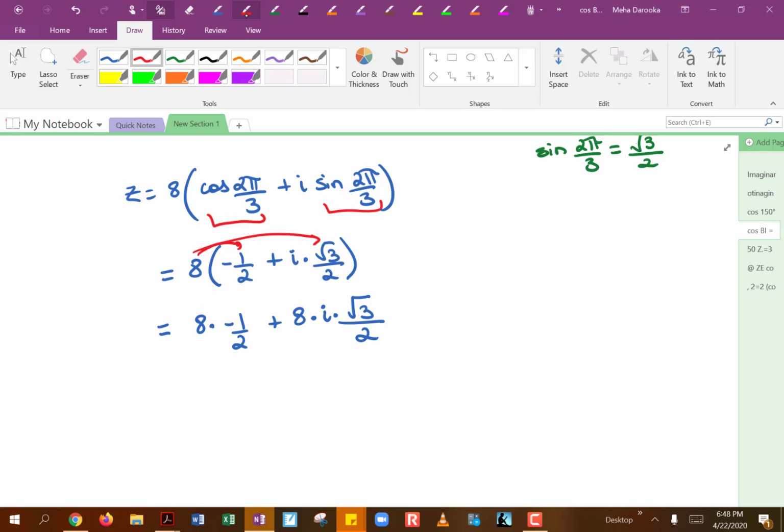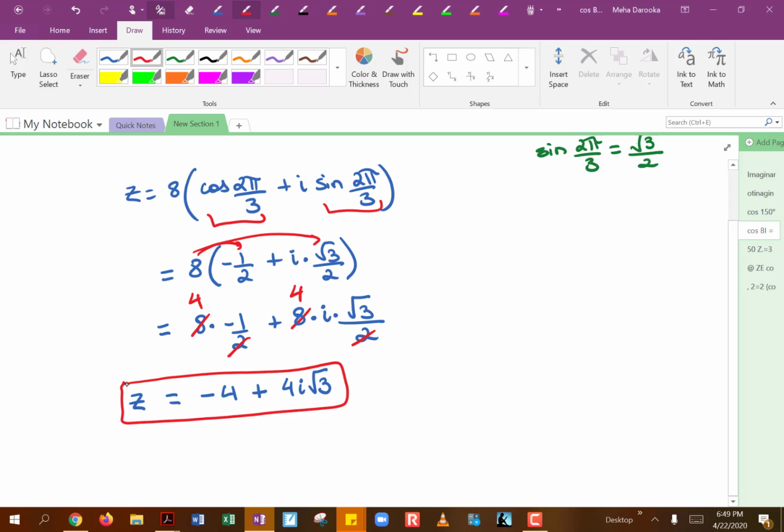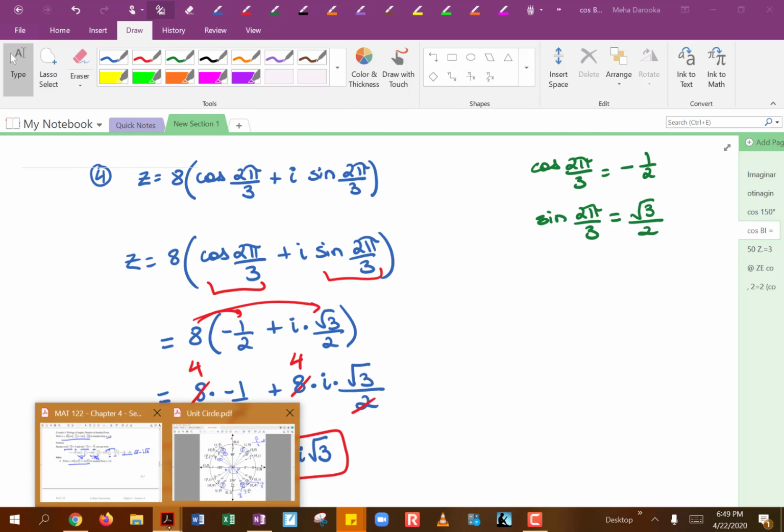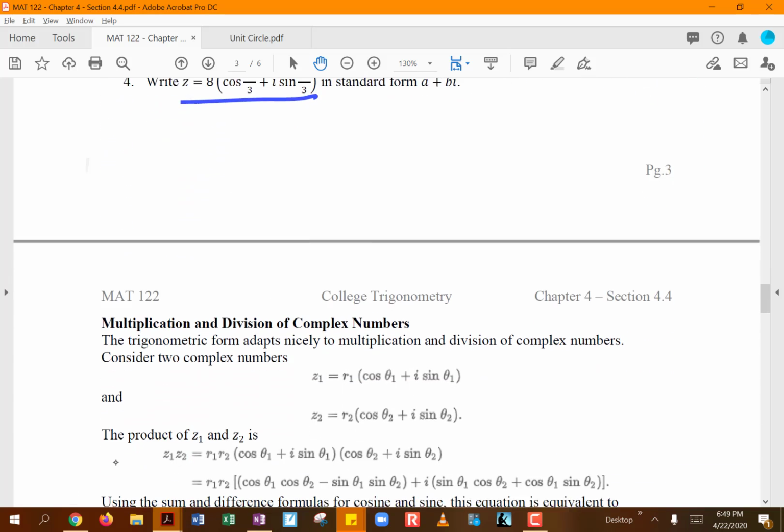So since we have a 2 on the denominator, again 2 goes into 8 4 times, 2 goes into 8 4 times, and we will end up getting 4 times negative 1 is negative 4, plus 4 times i times square root of 3 will be 4i square root of 3. And this is again converting it from the trigonometric form into our standard form. Okay, so hopefully these two examples helped you out to see how that transformation happens.